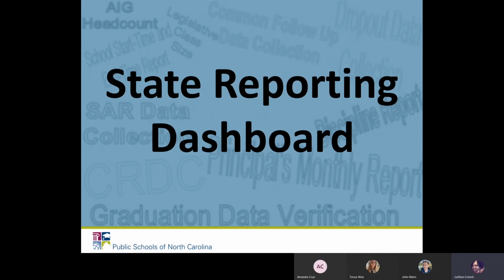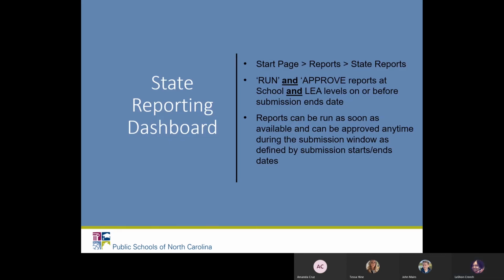State Reporting Dashboard. The dashboard is located within PowerSchool and houses all state reports. You can follow this navigation path to access the State Reporting Dashboard. Reports must be ran and approved at the school and LEA levels on or before the submission due date. It is recommended that 2 separate people are reviewing the data, one at the school level and one at the LEA level. You can run reports as soon as they are available. You do not have to wait for the submission window to open. You just will not have the option to approve them.